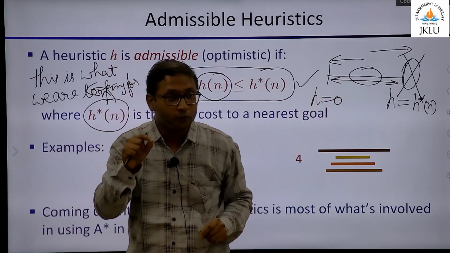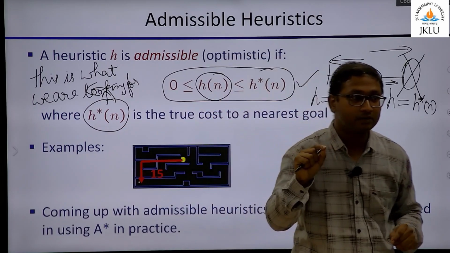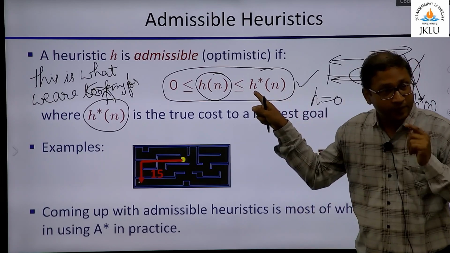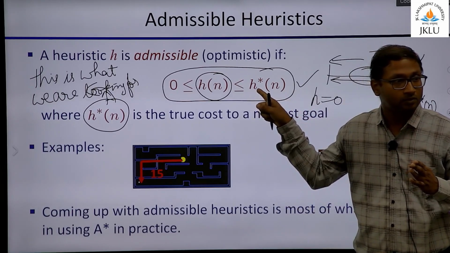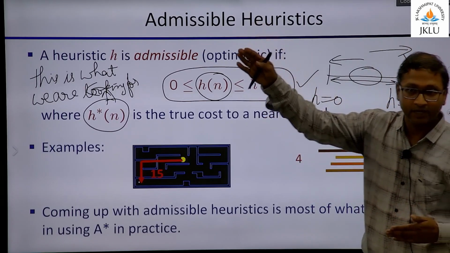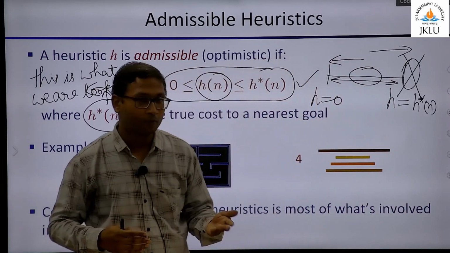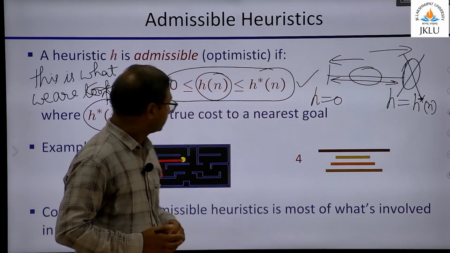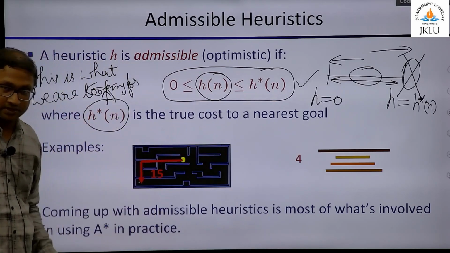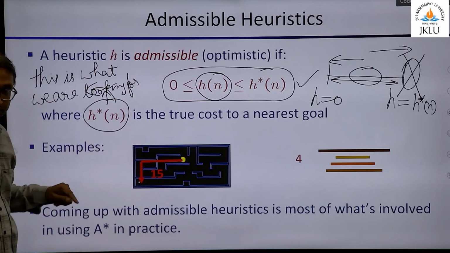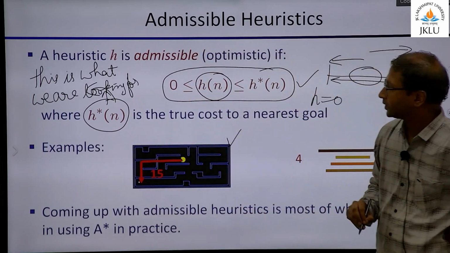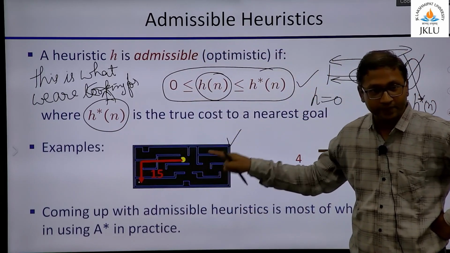g plus h should be as big as the actual cost, but it should not be bigger than this solved cost path, right? Because else it is not going to be optimal. So now these are admissible heuristics, in particular this one. This is an example of an admissible heuristic.